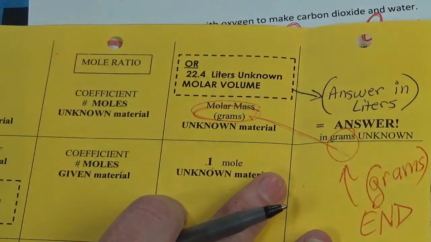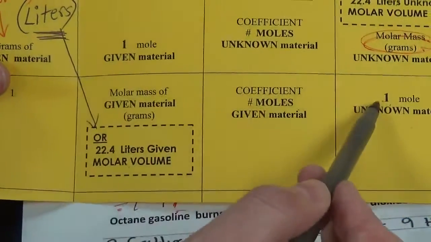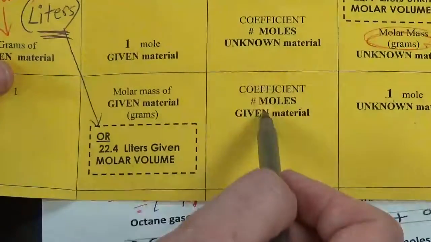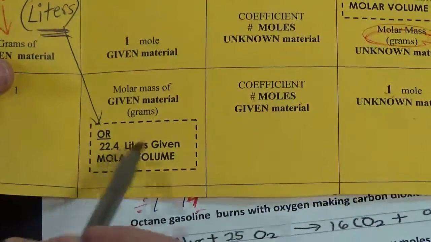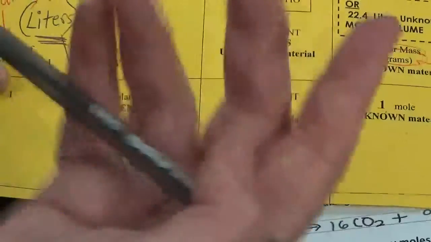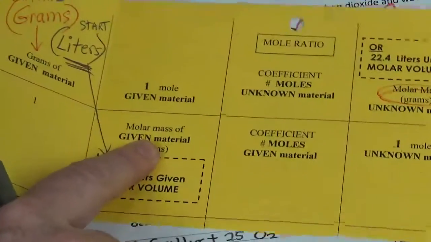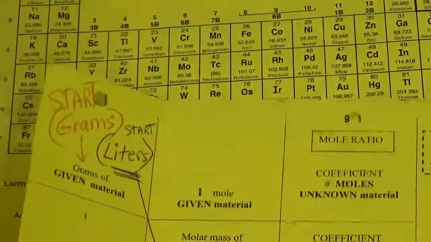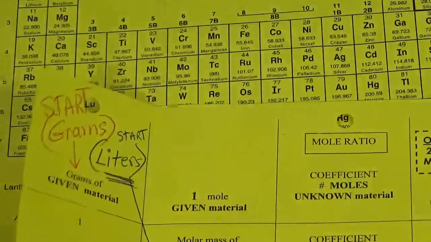So just open it to the positions that you need, focus on the things you want, and read what it tells you to do. Sometimes it tells you ones, sometimes it tells you to look at the coefficients, sometimes it tells you to use 22.4, sometimes you have to get out your periodic table and find the molar mass. Just do whatever the foldable tells you to, and read your periodic table carefully.